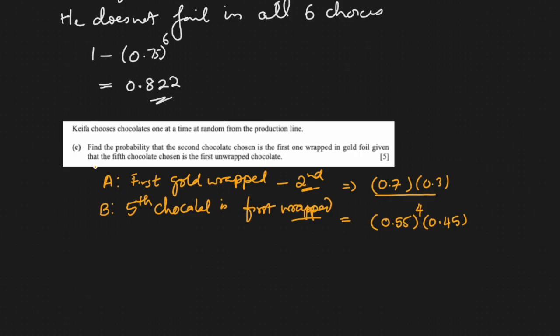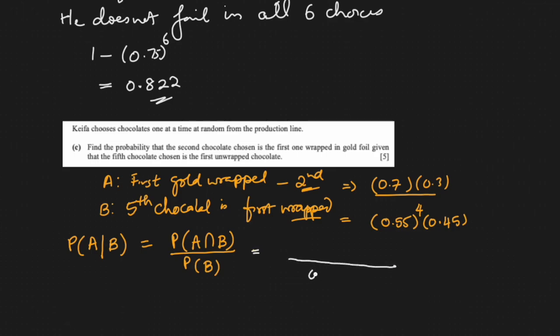Okay, so probability of A given B is always probability of A intersection B divided by probability of B. So probability of B is known to us, so there's no problem in that. We can straight away write this. So 0.55 to the power 4 times 0.45.